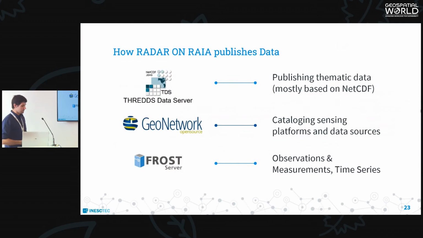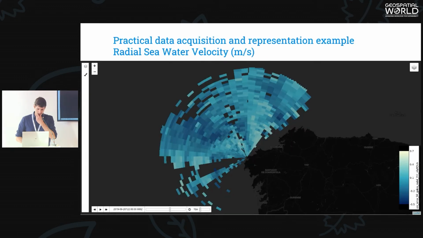Okay, so how does Radar on Raia publish its data? It mostly uses THREDDS to publish mostly NetCDF data. It uses GeoNetwork for cataloging platforms, sensing platforms, and data sources, and FROST Server for publishing observation and measurements type related data, so time series, time domain series. There was something else I'm missing. Okay, there we go.